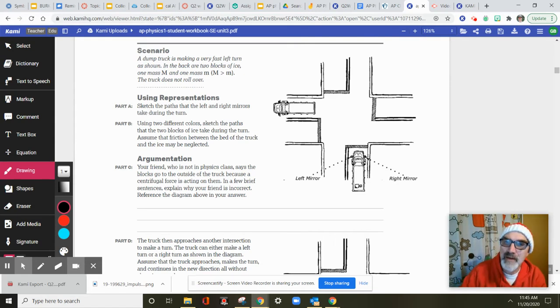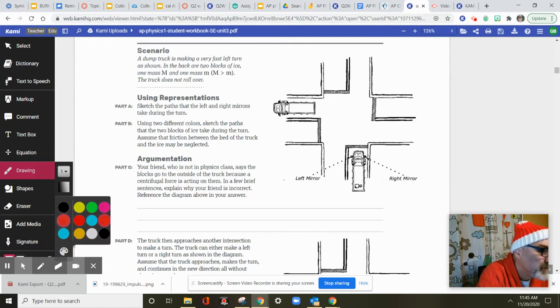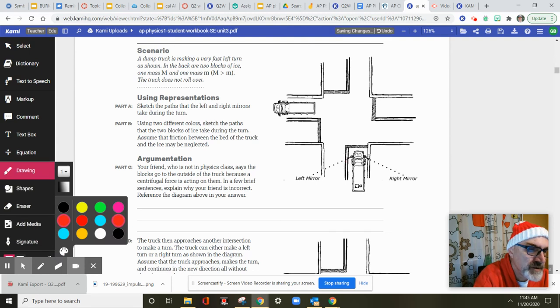All right, so the left and right mirrors. Here's the left mirror and here's the right mirror, and the paths that the mirrors are going to take during the turn are something like this, right? Like that.